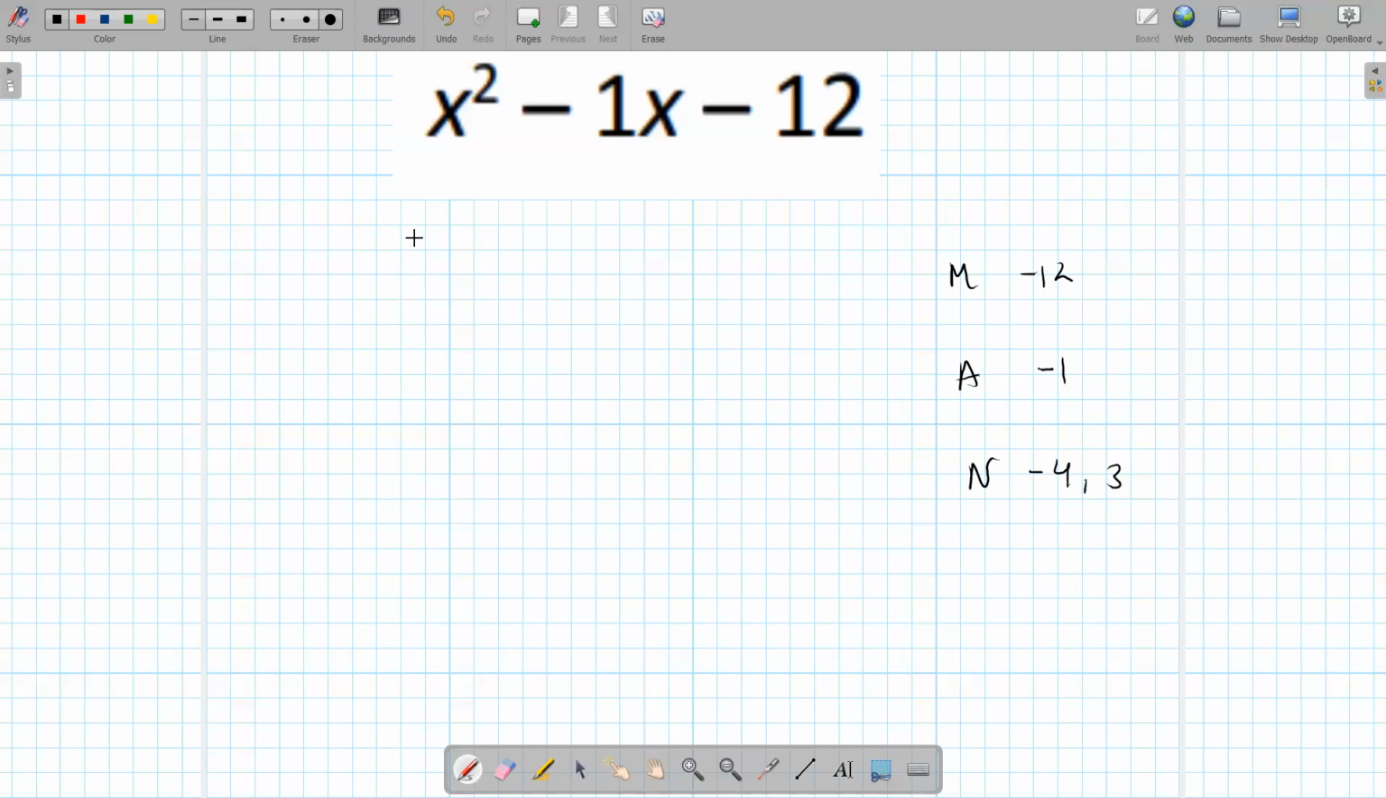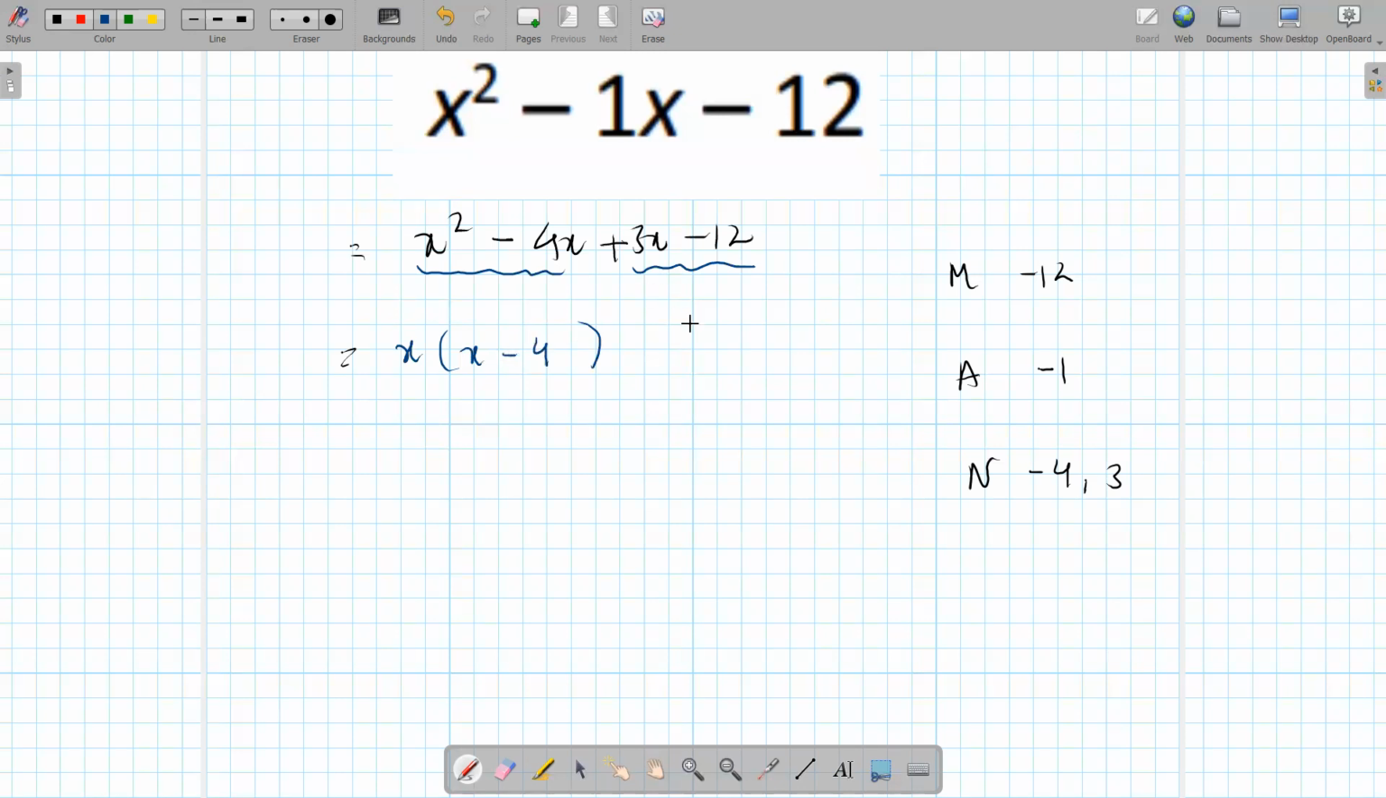And once you have those numbers, you want to break down the middle term, the one with an x on it, into those two. So you get x squared minus 4x plus 3x minus 12. From here, you group them two at a time. From the first two, what can we pull out? Just x. Right. What are you left with in the bracket? X minus 4.